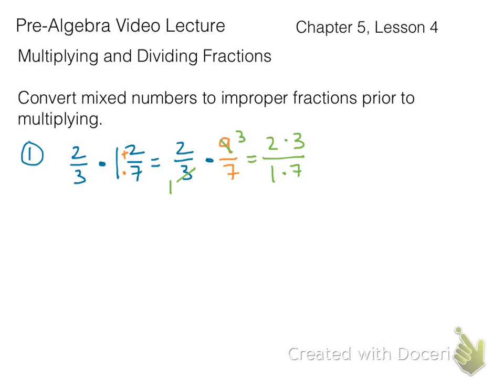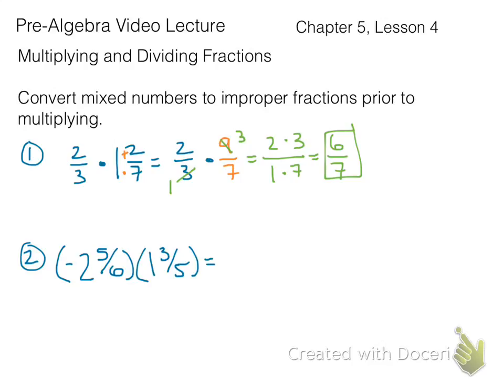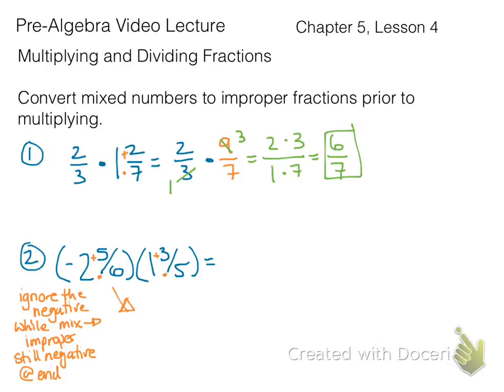2 times 3 over 1 times 7, and you get 6 sevenths. All right, number 2, we have negative 2 and 5 over 6 times 1 and 3 fifths. So both of them need to be converted to improper fractions. You're going to multiply the denominator times the whole number and then add the numerator. The only thing is that you're going to ignore the negative until you're done doing all this math.